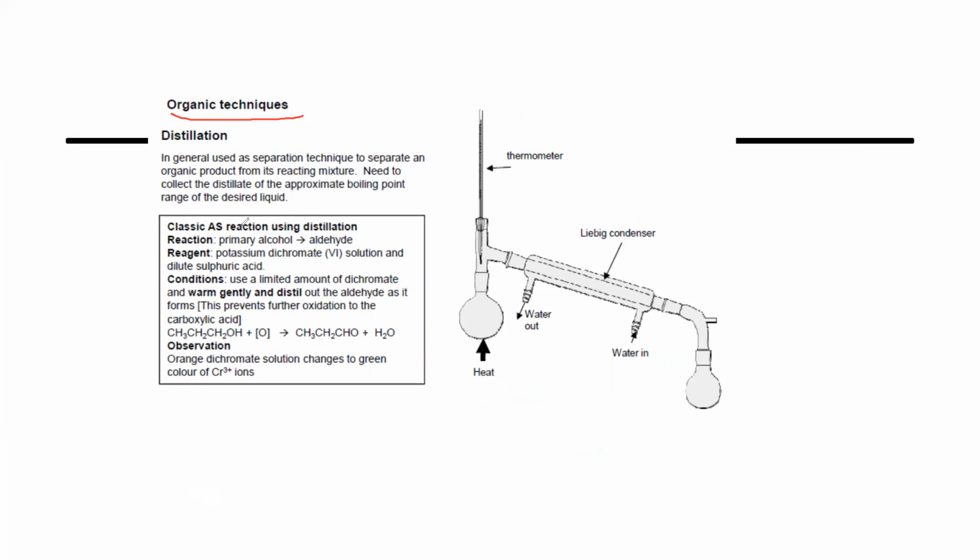So in which case do we use this? We use it for conversion of primary alcohol into aldehyde. When we supply heat to the primary alcohol in the presence of the oxidizing agent, potassium dichromate and dilute sulfuric acid, we use a limited amount of dichromate. Why? Because we don't want complete oxidation of the aldehyde. So when primary alcohol converts into aldehyde, the aldehyde will have a low boiling point because it does not have the same type of intermolecular force as alcohol, which has hydrogen bonding.